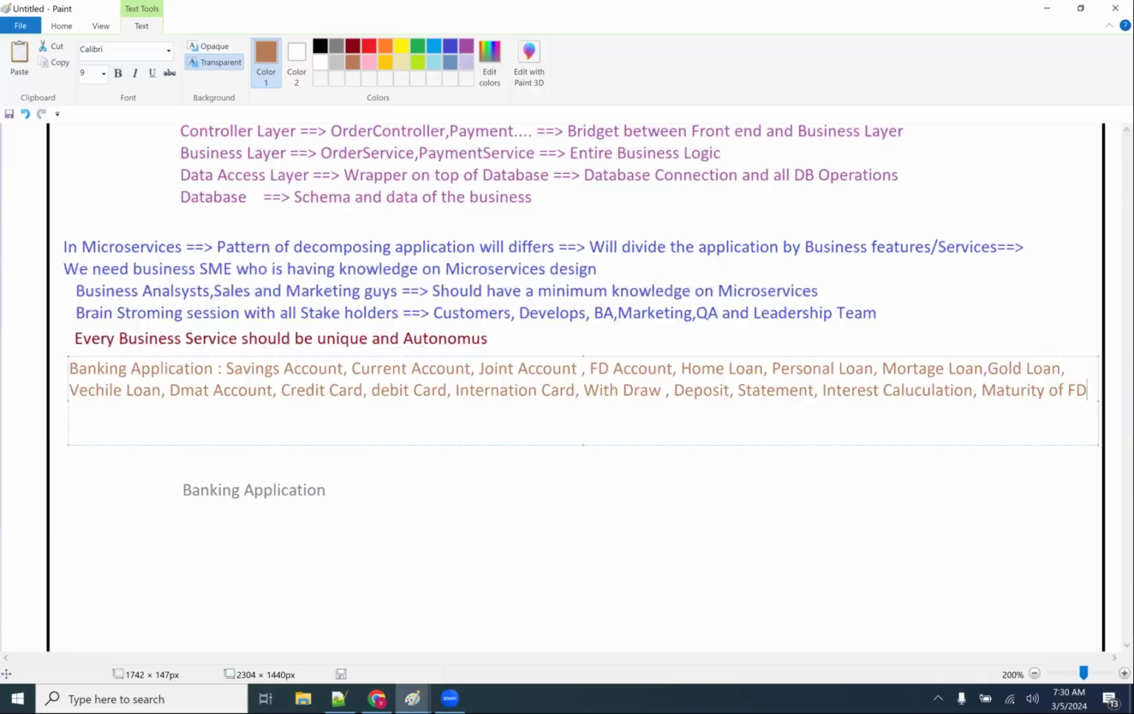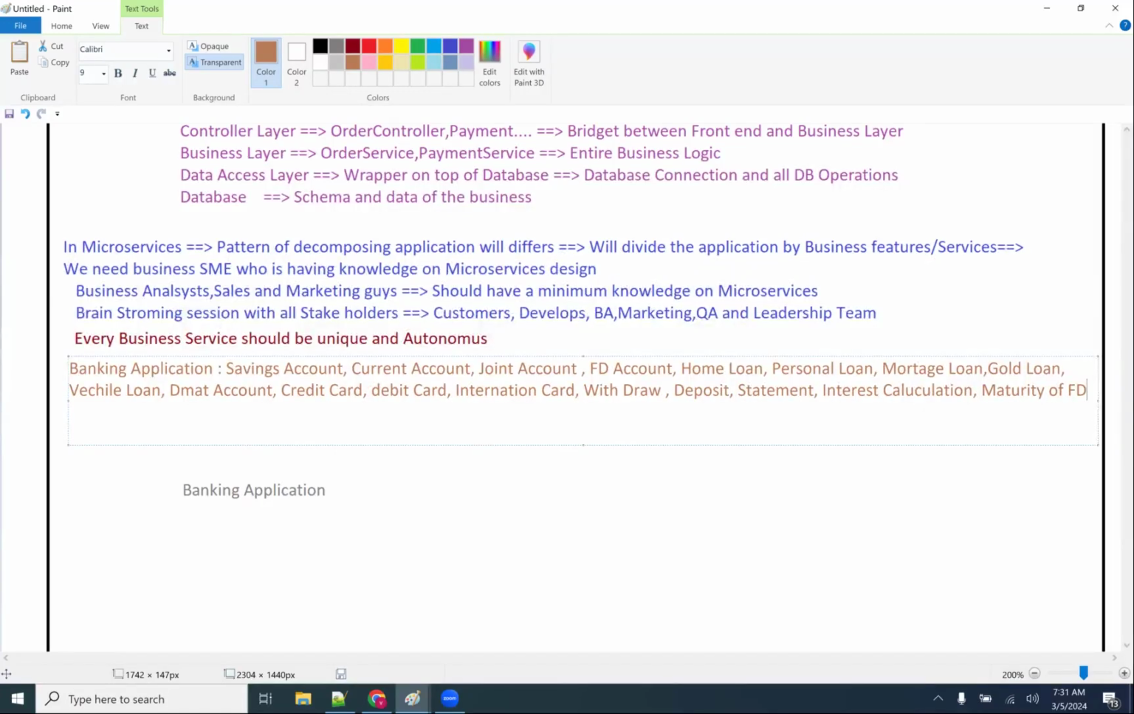Okay, understand that, guys? This is a banking application whenever you concern. If you have any other things also, you can write over here. Maybe you will come with 100 to 200 maximum. Will you agree with me, guys? 100 to 200, you will get it maximum. Right?